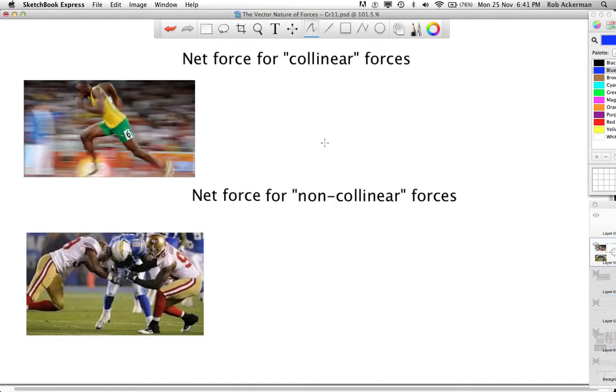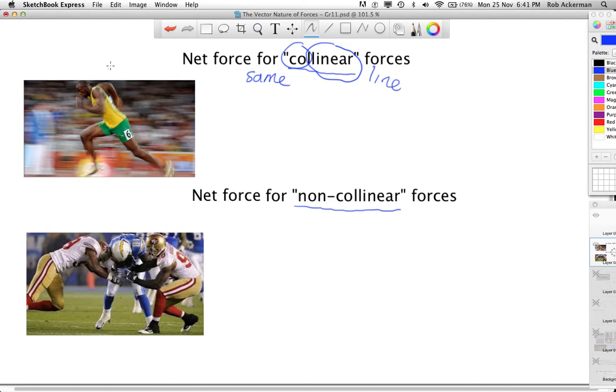Let's finish up now with a couple of instances that you're going to encounter. There's something called collinear forces and non-collinear forces. As the name suggests, linear means in a line, and co means the same. So collinear forces are forces in the same line.